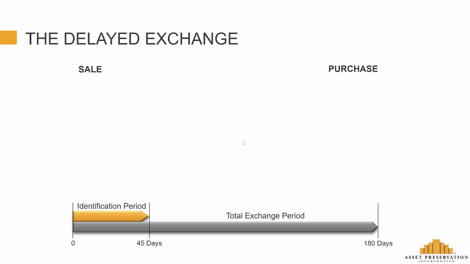I'm going to walk you through the delayed exchange. This is the most common one. So taxpayer is you, that's the real estate investor. Here's the process. You list your property for sale. Once your property is under contract with a buyer, we then set up the 1031 exchange. The qualified intermediary is going to step into your shoes as the seller, and that's done through an assignment of your purchase and sale agreement, your contract.